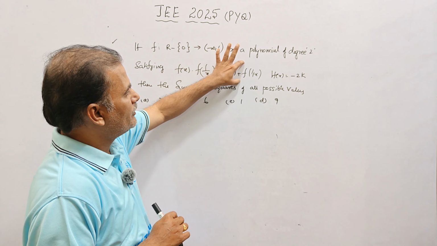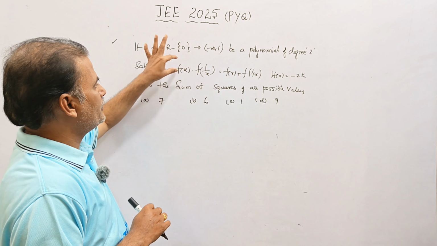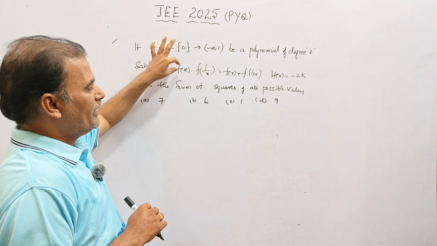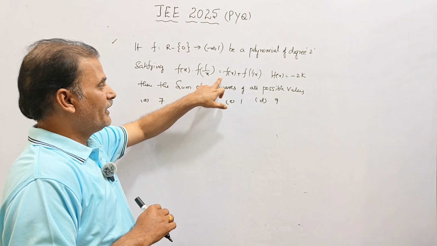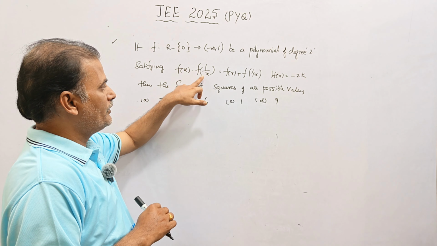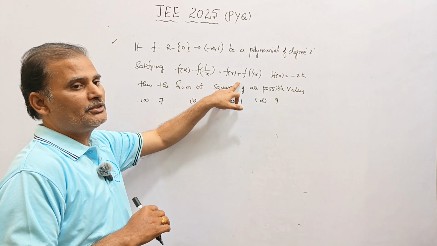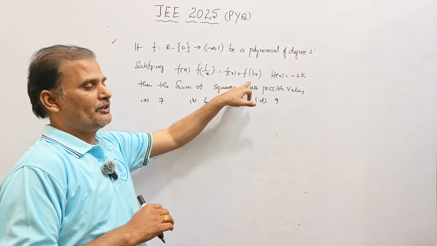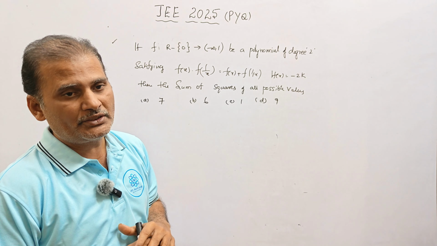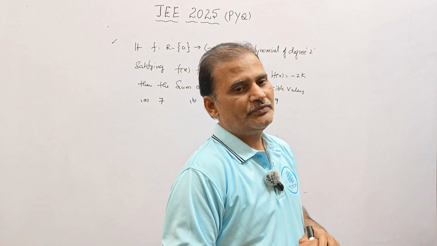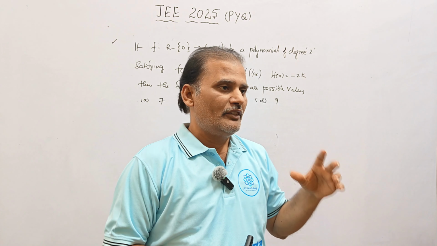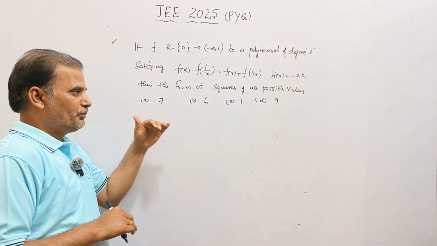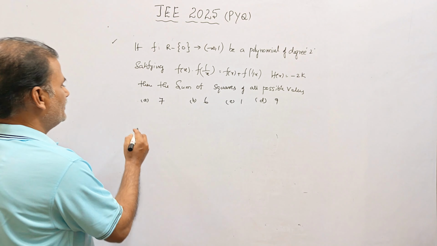f(x)·f(1/x) = f(x) + f(1/x). By observing this, just identify one notation: whenever this is given, the product of f(x) and f(1/x) is equal to the sum of f(x) and f(1/x), the formula is 1 ± x^n. When you get that idea, this problem is very easy.